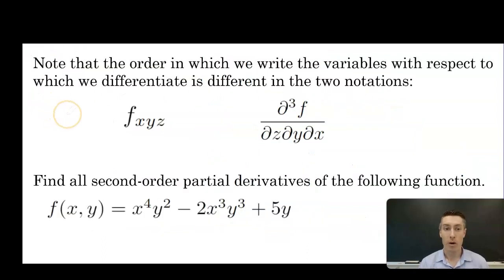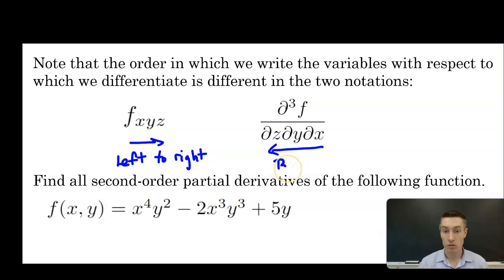So talking about that order, especially with the notation, the order in which we write the variables with respect to which we differentiate is different in the two notations. So with subscript notation, we're working left to right. So we would differentiate first with respect to x, then with respect to y, then with respect to z. With our partial derivative operator, we're working right to left.